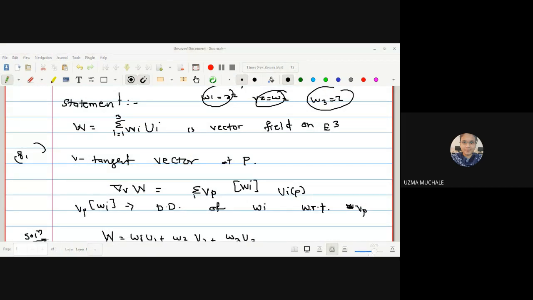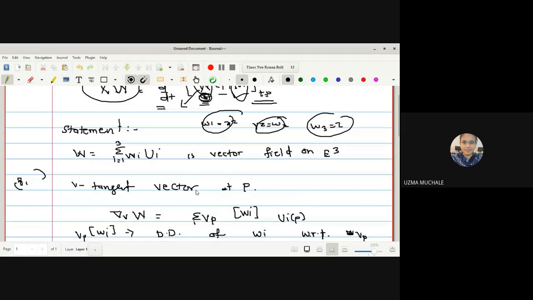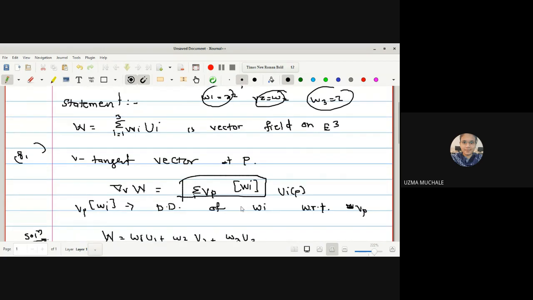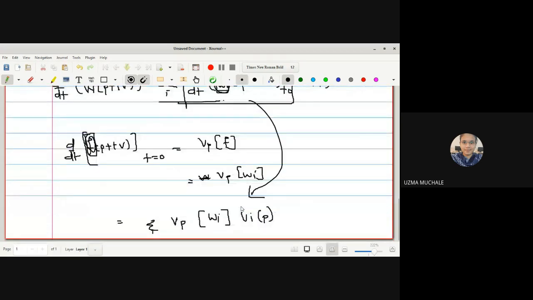Okay, what was our aim to prove? We have to prove that del_v w is equal to summation over i of v_p(w_i). This is the important part. If you have understood the definition of the directional derivative, then it's a good one. So here del_v w, hence we get the result.